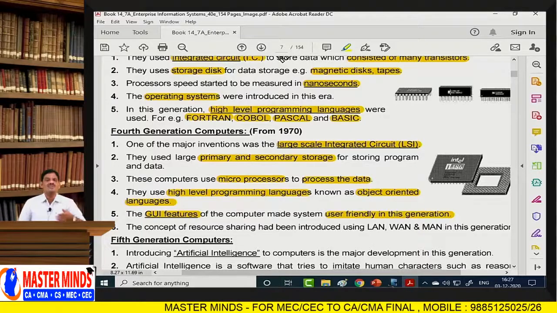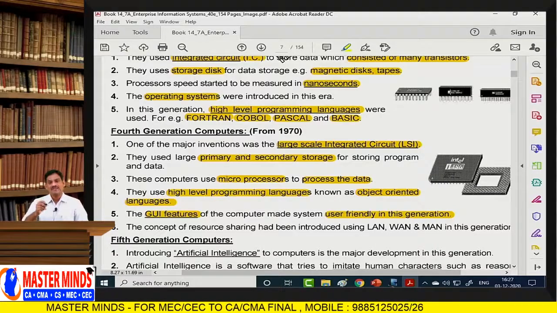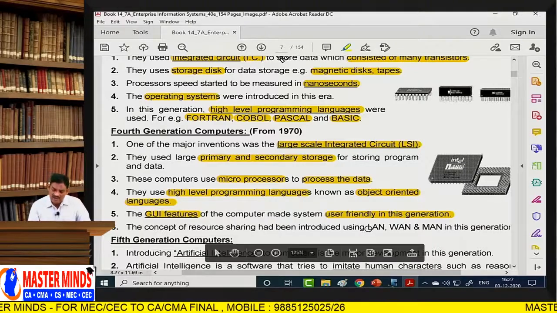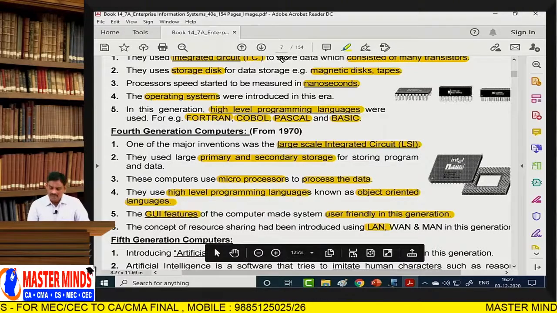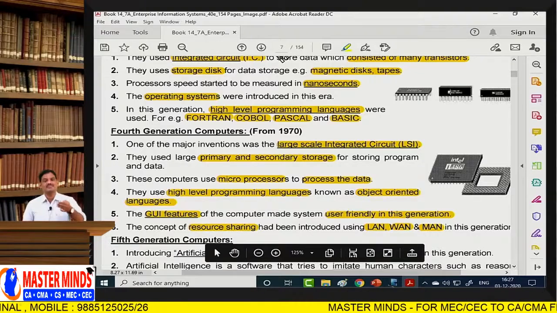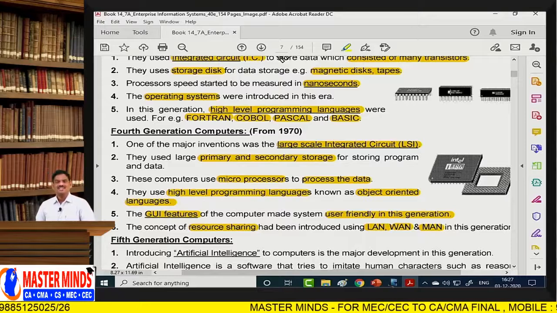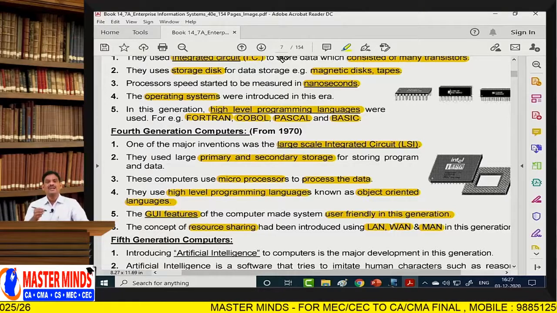And the concept of communication networks or computer networks evolved here. We have different types of networks. I will tell you later in detail, but fundamentally we have local area networks, metropolitan area networks, wide area networks. The concept of resource sharing: the same resource can be shared by multiple computers is said to be resource sharing.